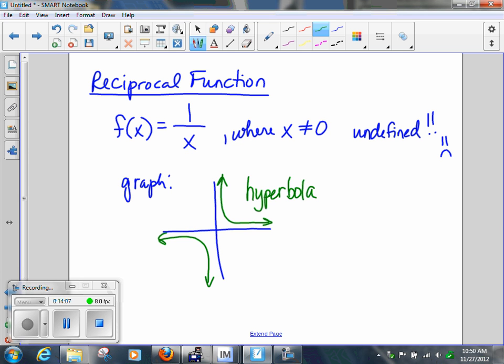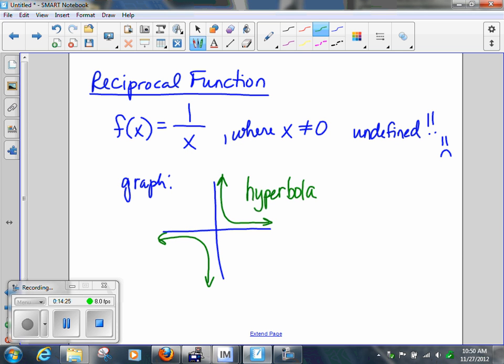That is not "hyperbola." That's a hyperbola. Okay? It is not "hyperbola." Don't call it that. Write it that way, but don't say it that way. It's a hyperbola. Now, let's think about this.